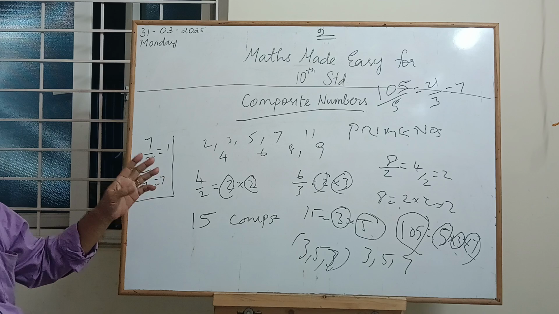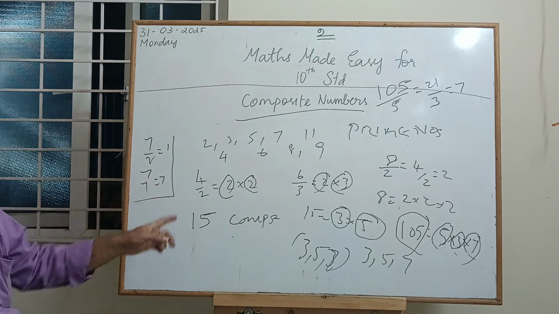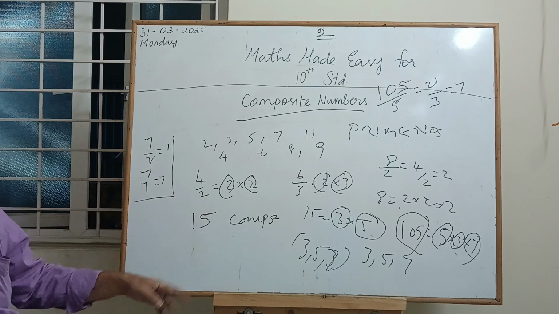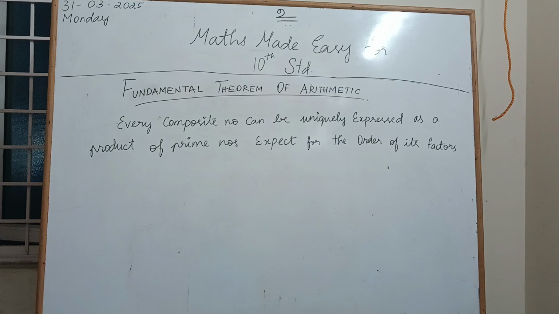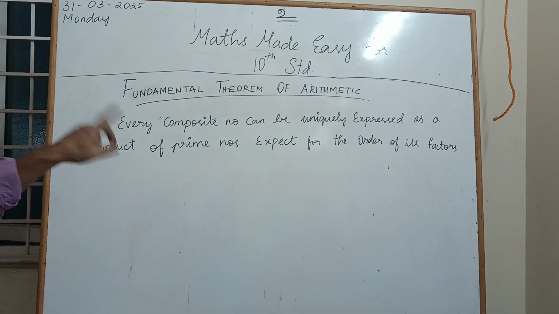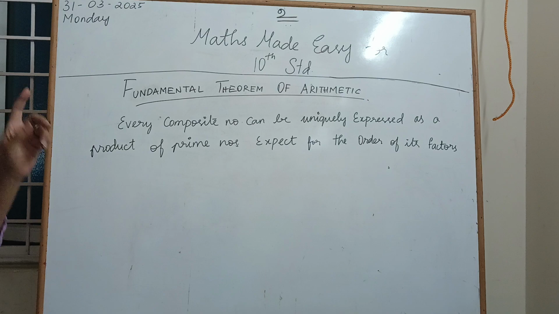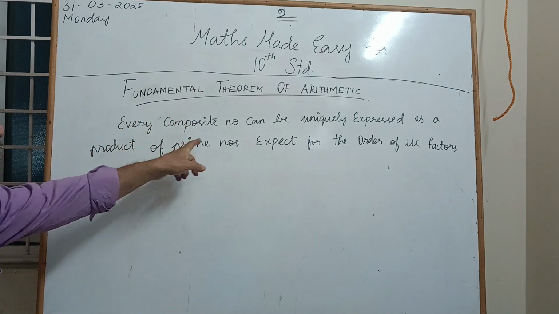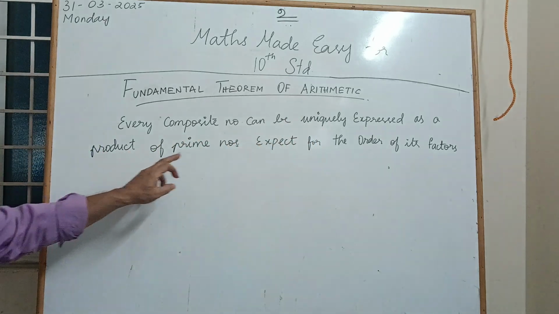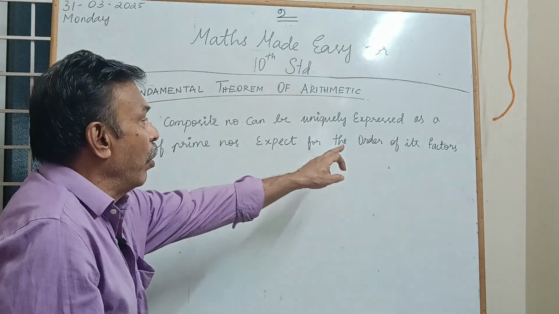So to summarize, a prime number cannot be divided by any other number. A composite number can be divided by prime numbers. Now I have given you an explanation of prime numbers and composite numbers. Now I am coming to the theorem. If I say the theorem first, you will not understand, so I have explained what is a prime number and what is a composite number. Now you read: every composite number can be uniquely expressed as a product of prime numbers except for the order of its factors.